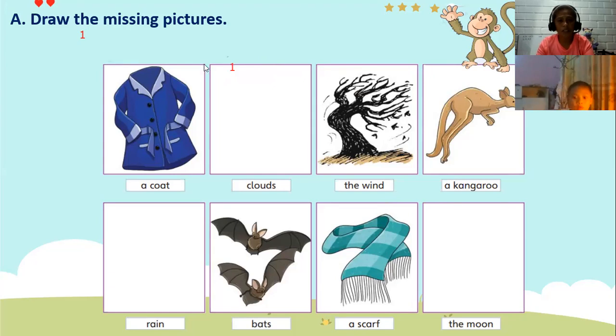One is cloud. Okay. How about in number one, you draw the missing pictures. Okay. See, number one, can you draw the missing pictures? Number one, clouds. Do you know how to draw the clouds? Yes. Okay, you draw now. Start now. This. Yeah, I see.